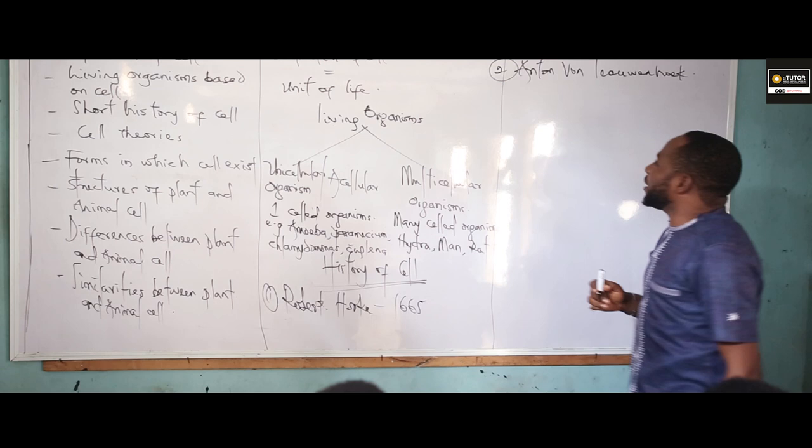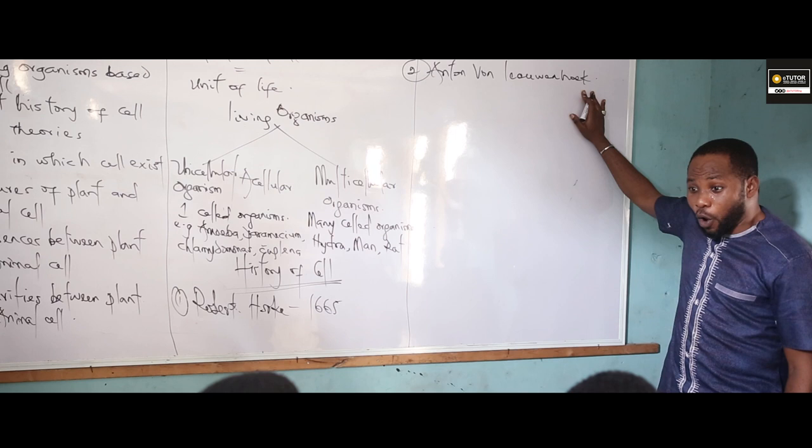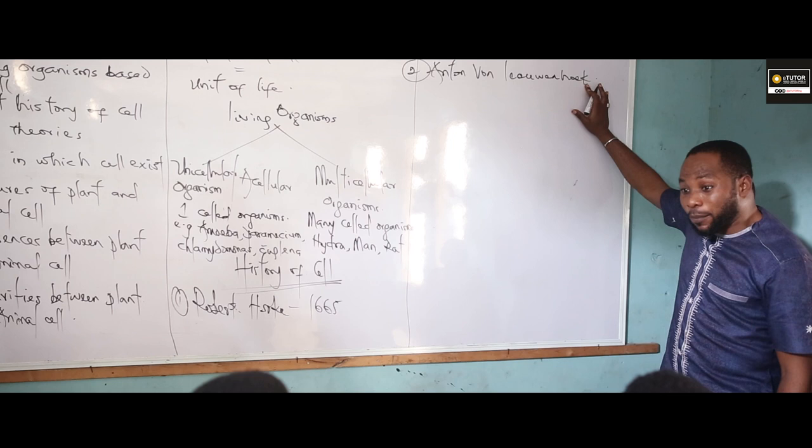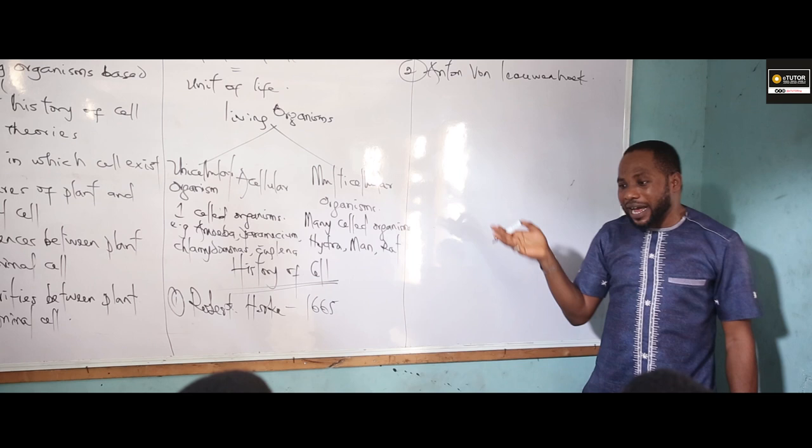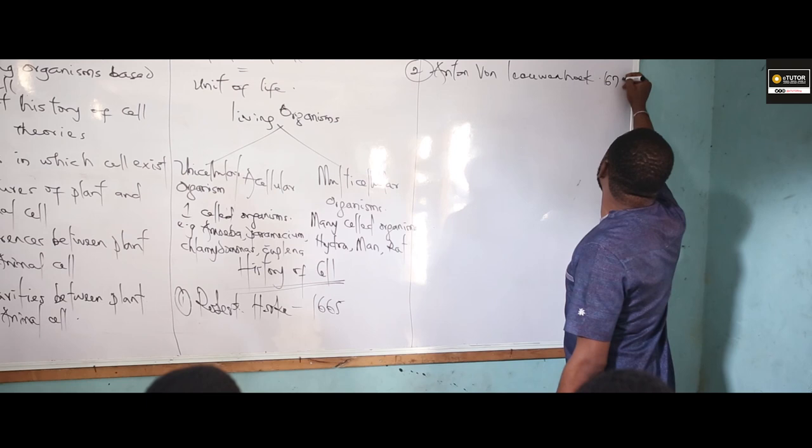This man is the first man that viewed a living cell. He's the one that discovered that truly cells are comprised of a living material, because he viewed a living cell. But the reason we don't mention this man under the history of the cell is because he is the one that first used the word cell. Do you understand that? So after that, he discovered his own in the year 1678. Are you getting me now?